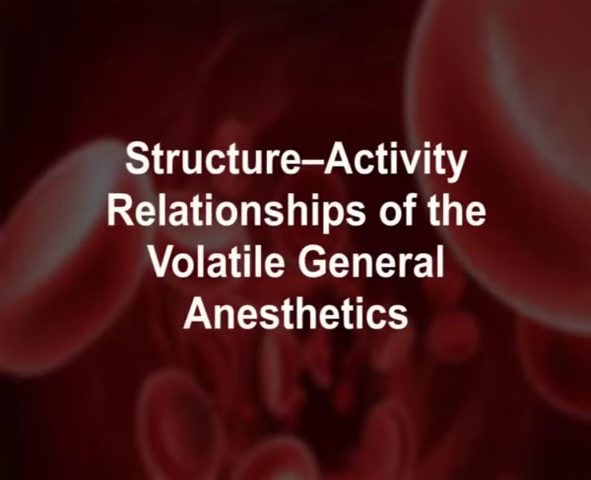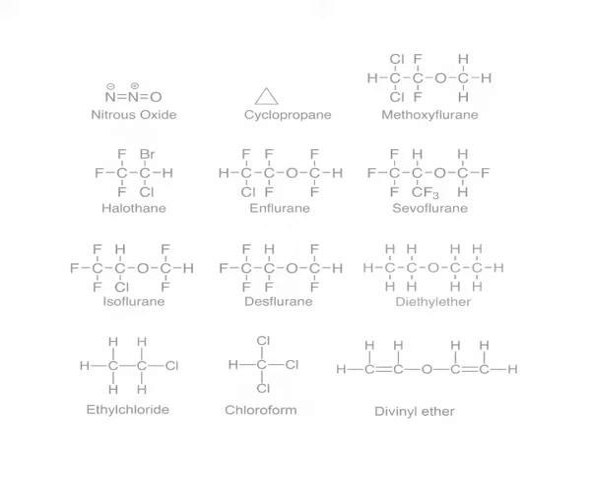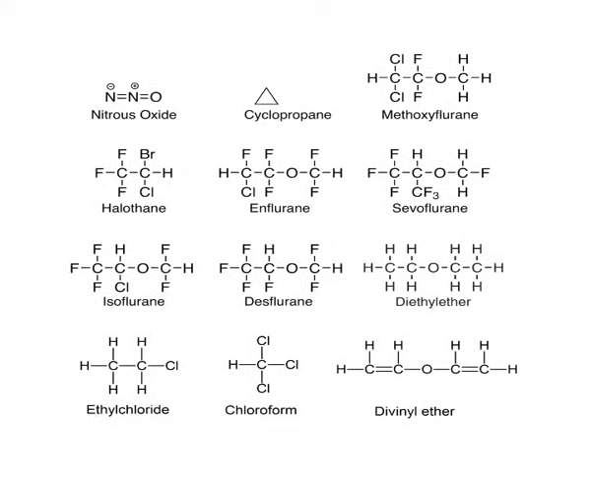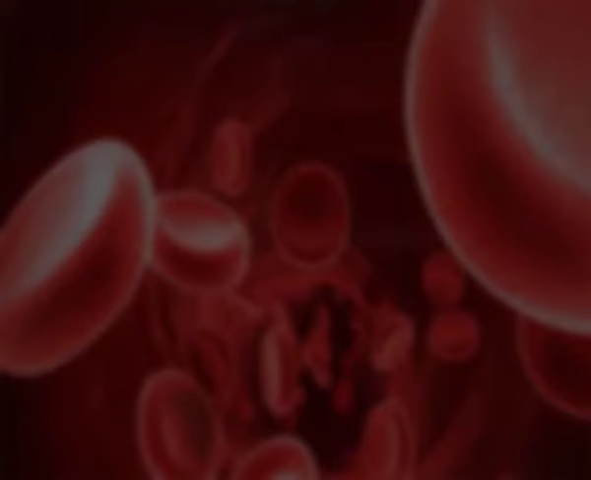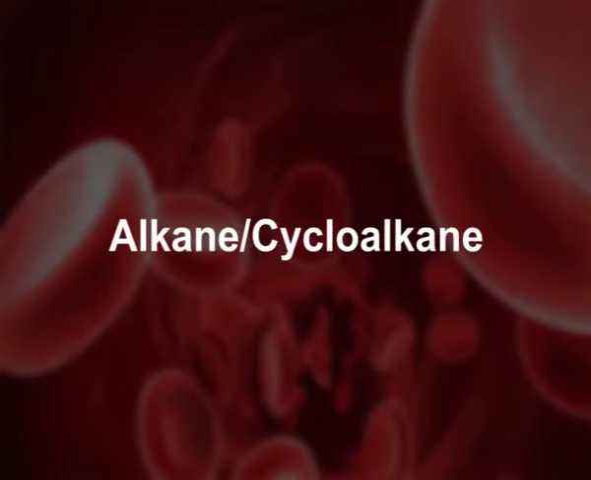Next is the structure activity relationship of the volatile general anesthetic agents. The chemical structures for the inhalation anesthetic agents can be seen in the figure. While it is true that there is no single pharmacophore for the inhalation anesthetic agents, the chemical structure is related to the activity of the drug molecules. The first subcategory is about SAR of alkanes and cycloalkanes.